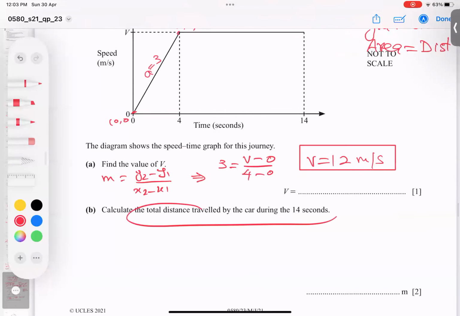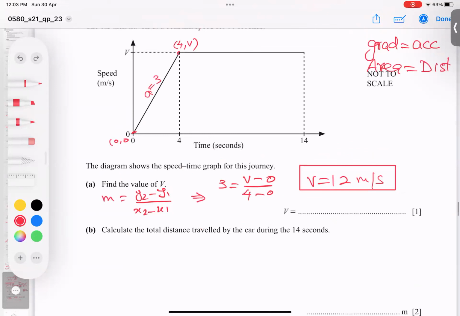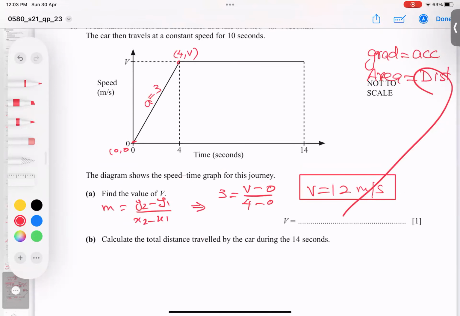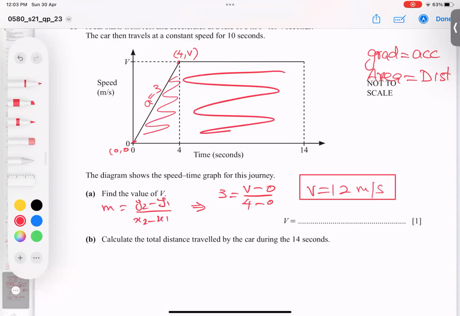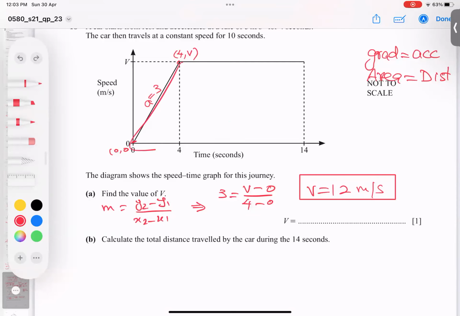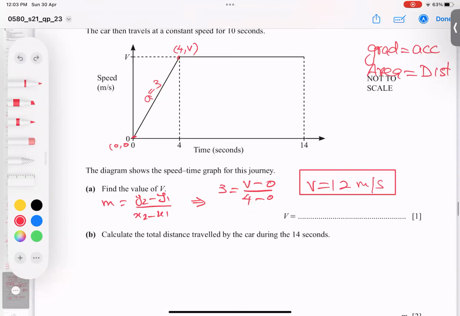Total distance we have to find during 14 seconds. So let's see how we can find this total distance. And as I said before, we have to find the distance as I mentioned here. I have 2 choices. One choice, number 1: triangle area separate, rectangle area separate, add them. Second way is a trapezium. So area equals distance equals area.